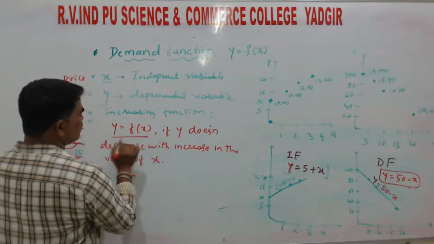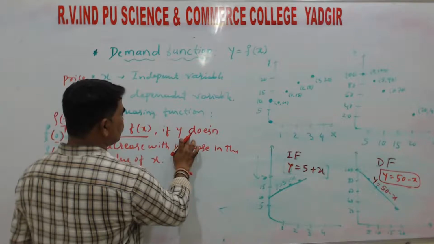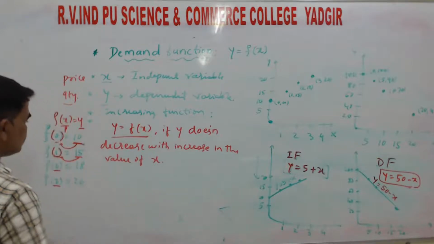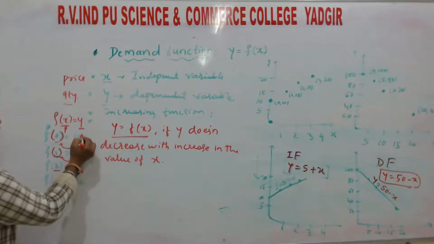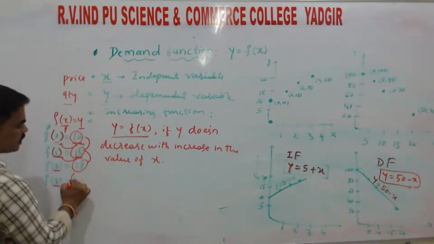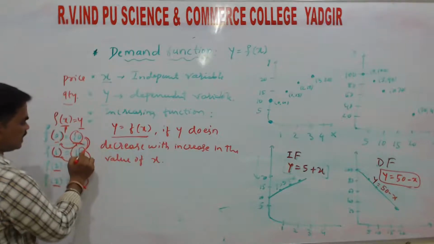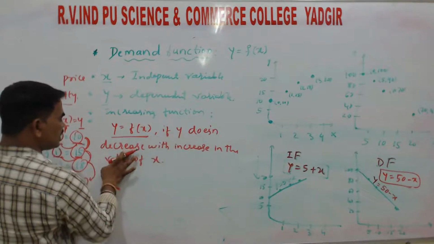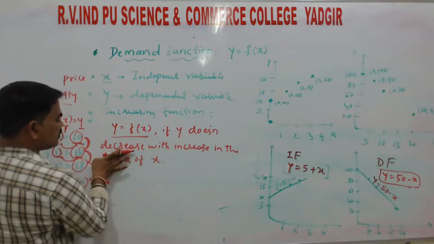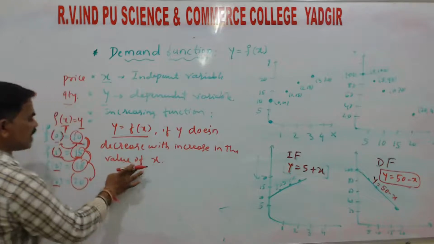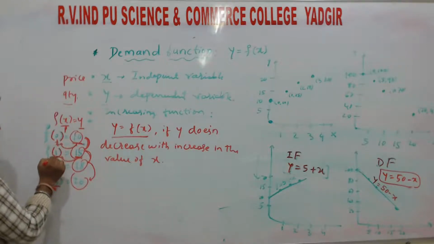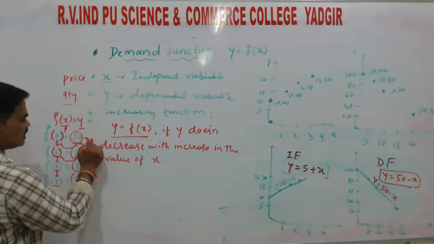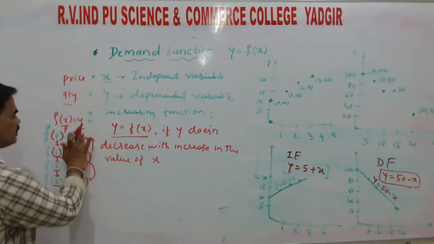In this demand function, if the y value does not decrease with the increase in the value of x. So if you see the y values, they are not decreasing here. They are increasing, 10 to 15, 15 to 80, 80 to 20. With increase in the value of x, the value of y does not decrease, but there is an increase in the values of the y variable.